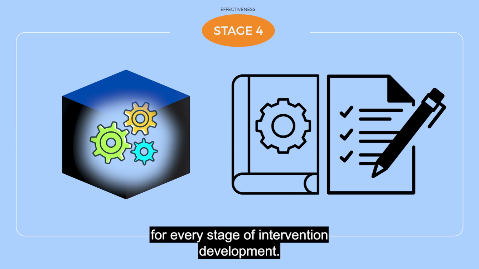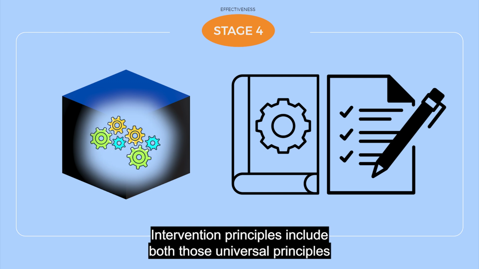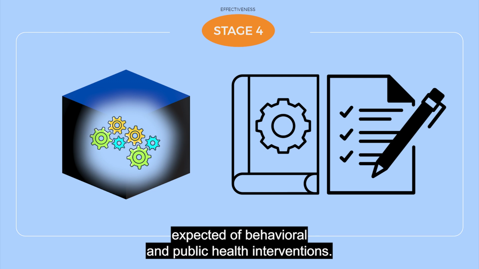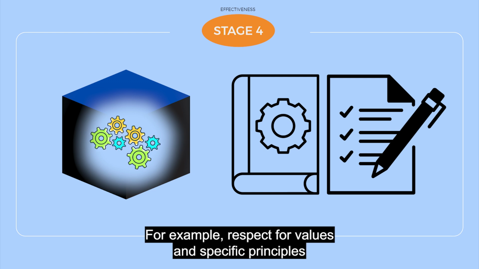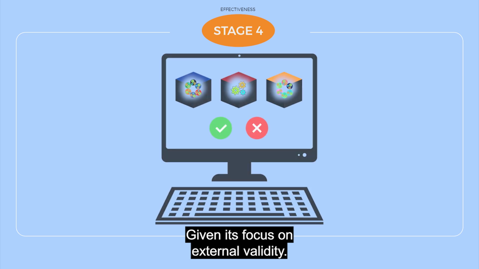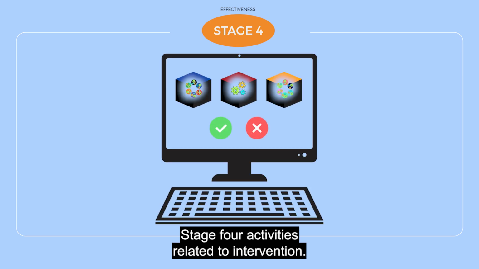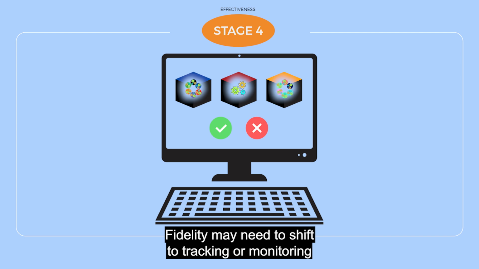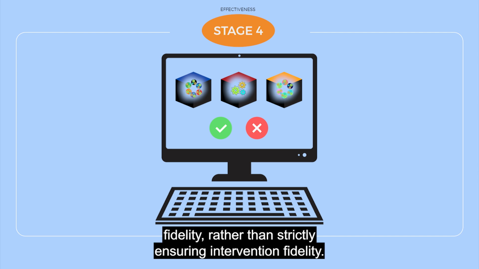For every stage of intervention development, intervention principles include both those universal principles expected of behavioral and public health interventions, for example, respect for values, and specific principles thought to explain how a particular intervention works. Given its focus on external validity, Stage 4 activities related to intervention fidelity may need to shift to tracking or monitoring fidelity rather than strictly ensuring intervention fidelity.